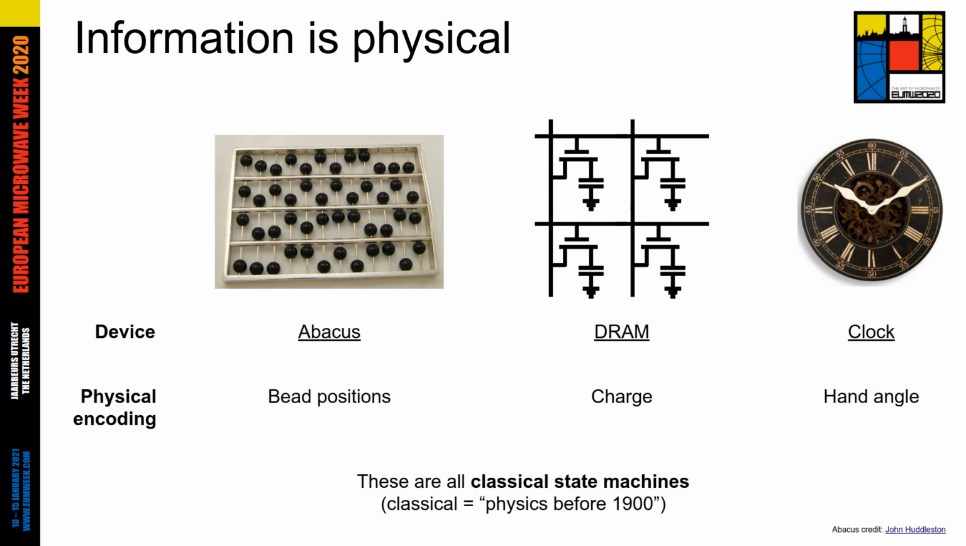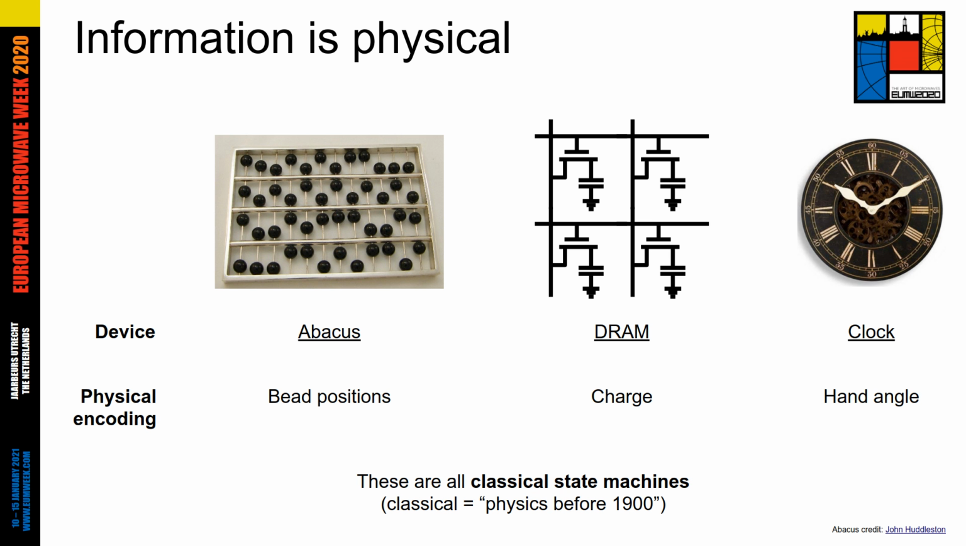We also have a DRAM circuit, where information is stored in the presence or absence of charge on the capacitors. And then, of course, we could also have an analog clock, where information is stored in the angle of the various hands. Now, each of these cases is based on physical principles that were already understood in the 1900s. These are all physical state machines.